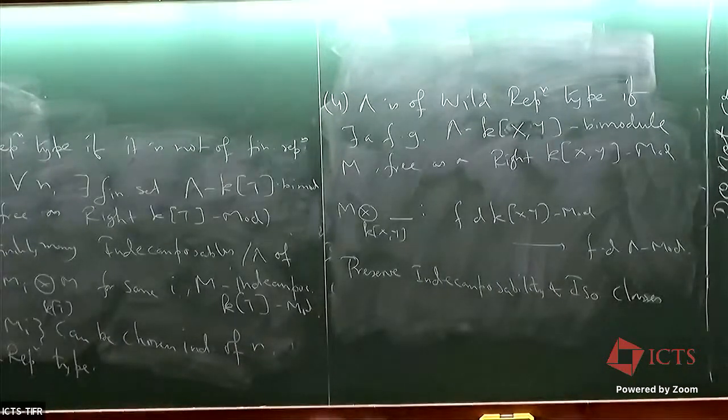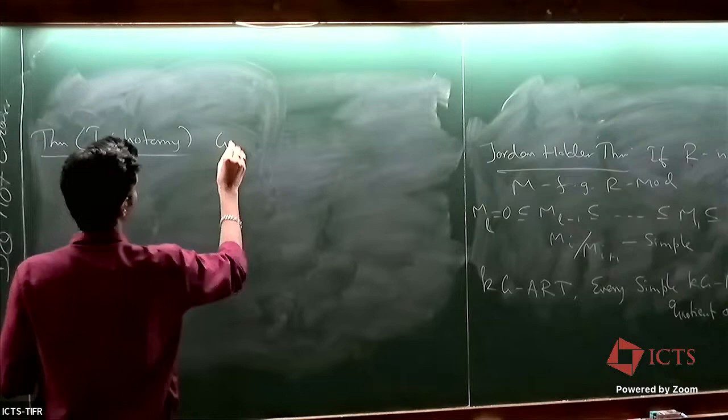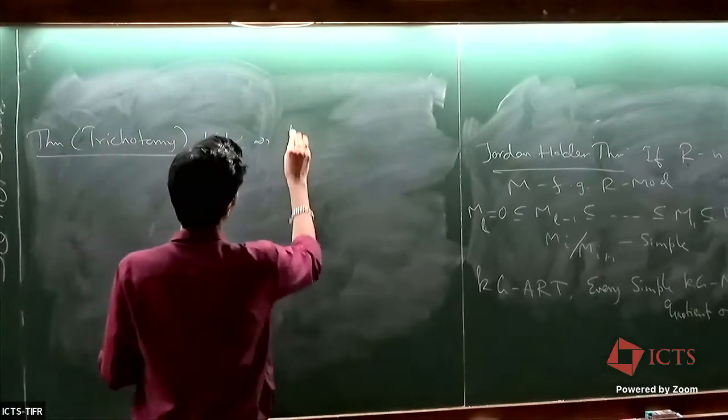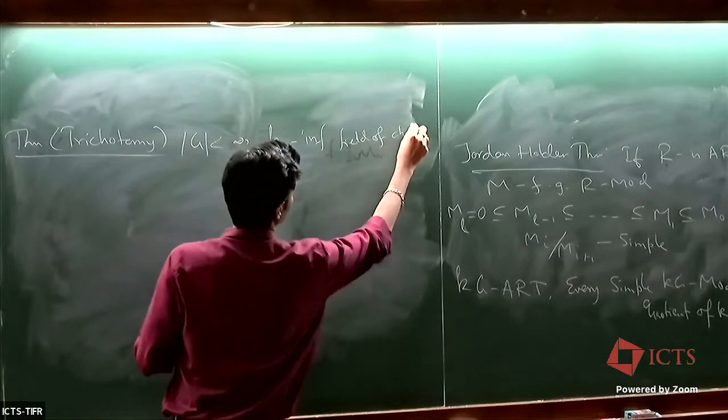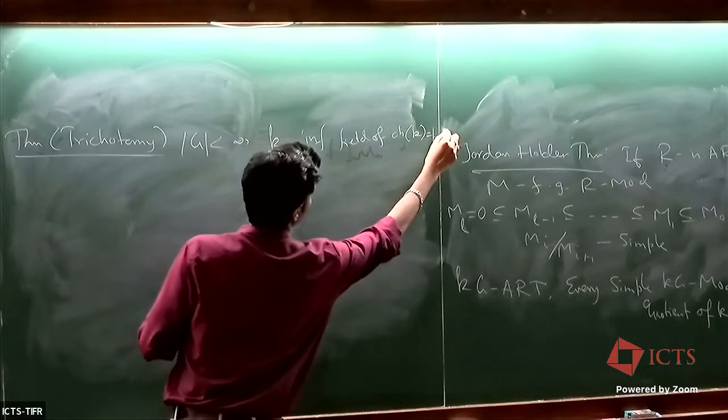Okay. So in this view, we have the trichotomy theorem, which actually classifies all the finite dimensional K algebras, or KG in particular, with respect to their representation types. So here G is a finite group and K is an infinite field of characteristic p, obviously greater than or equal to 2.